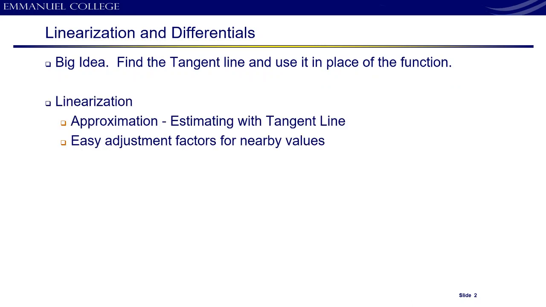So linearization is an approximation of the function at a point with the tangent line. So basically what we're going to say is f of x is approximately, think back to our f prime of x naught times x minus x naught plus y naught, like that. So linearization is about approximating the function. And again, you have easy adjustments for the values that are nearby.